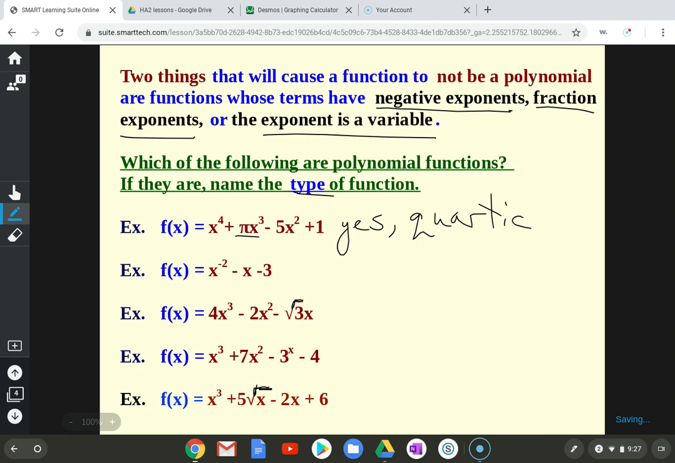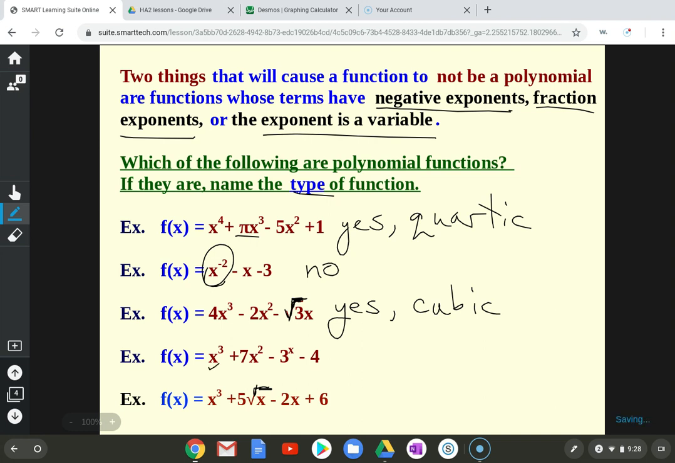All right, this one looks nice, except we have a problem. Does everyone see the problem? We have an exponent that's negative, which means this is not a polynomial. All right, this next one, 4x cubed minus 2x squared minus root 3 x. The x is not under the root. If the x was under the root, we'd have a problem. But since the x is not under the root, it's just over the 3, we are good. Because root 3 is still a real number, not rational, that's okay, it's real. So yes, and this would be a cubic function because the degree is 3.